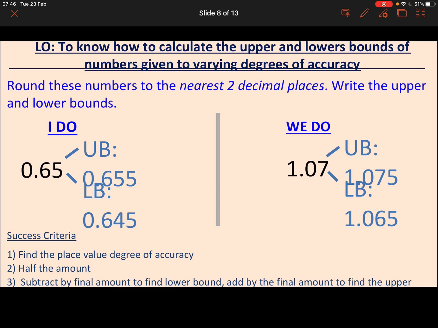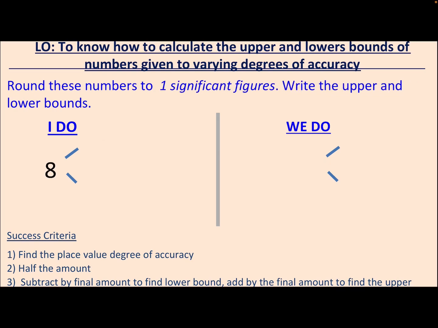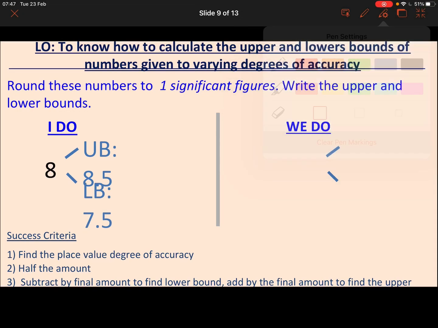Right, next question. It says round these numbers to the nearest one significant figure. Well, we need to find the first non-zero digit. So 8 is the first non-zero digit, and all we need to do is find the place value for that. The place value for that is in the ones, so units, and we just divide that by 2. That gives us 0.5. So that means our upper bound has to be 8.5 and our lower bound is going to be 7.5. And then again, let me clear the pen marking so you can see that clearly.